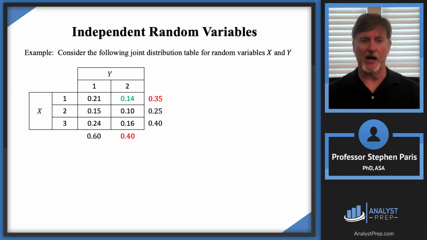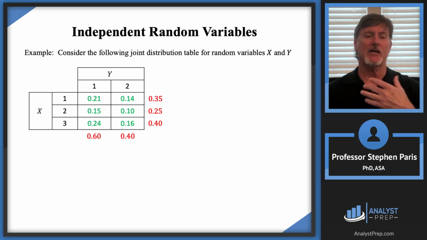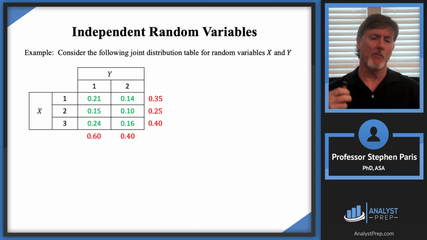0.4 times 0.35 is 0.14. 0.4 times 0.25 is 0.1. 0.4 times 0.4 is 0.16. That's how I know I have independent random variables, just by looking at the table. I fill in the marginal probabilities and then I multiply them, and see whether or not I get the joint probabilities. If I do, then I have independent events.